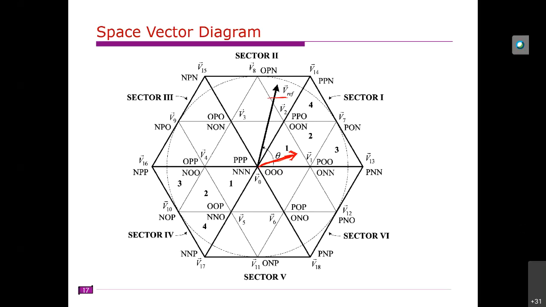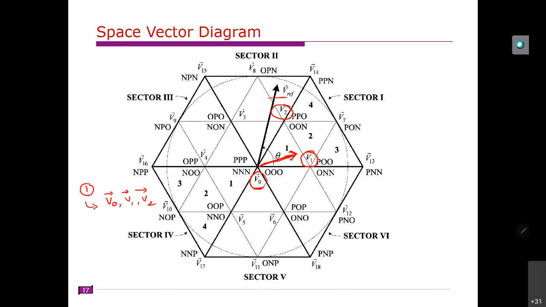Right. So how can this V reference be written in terms of the 3 vectors? How will we define this, means how is this V reference composed of different vectors? If you notice, we have this V0 vector, and the nearest vectors are V1 and V2. So if it is in region 1, it can be decomposed with V0, V1 and V2 vectors.